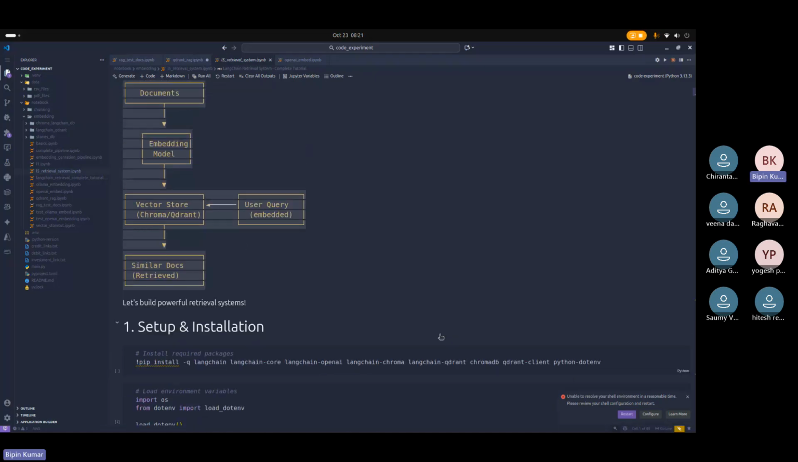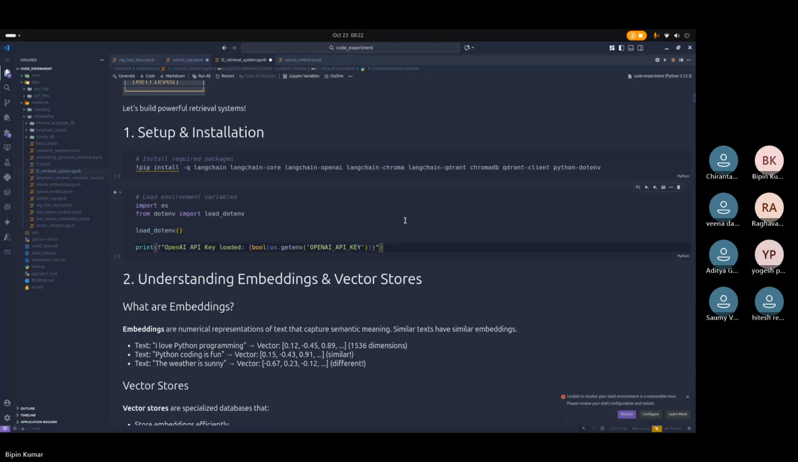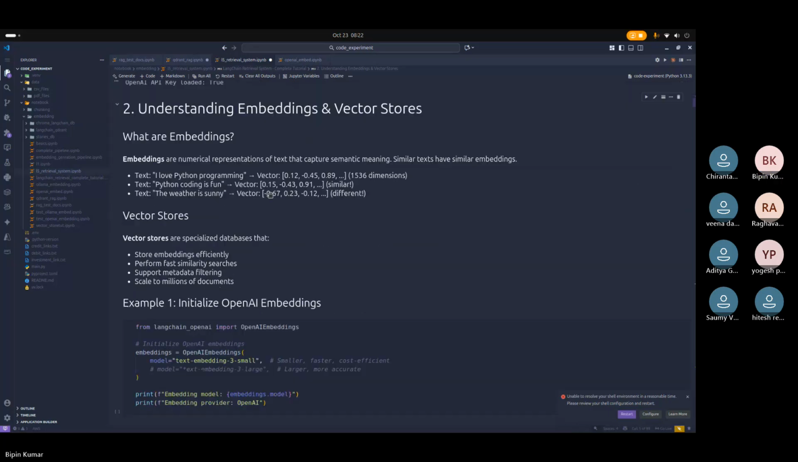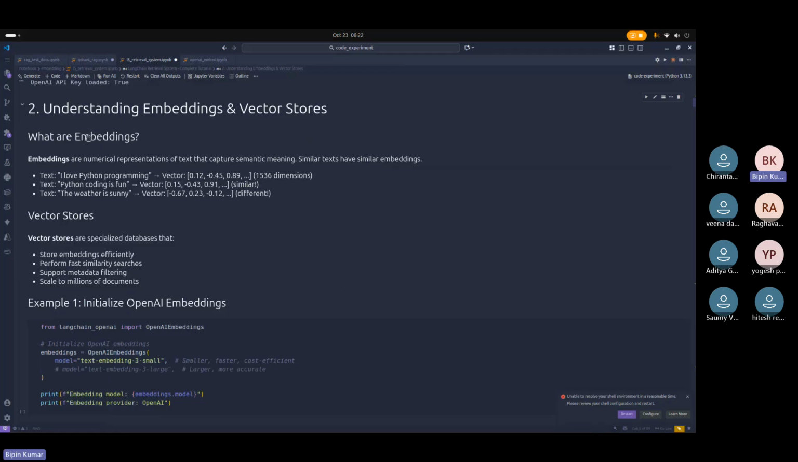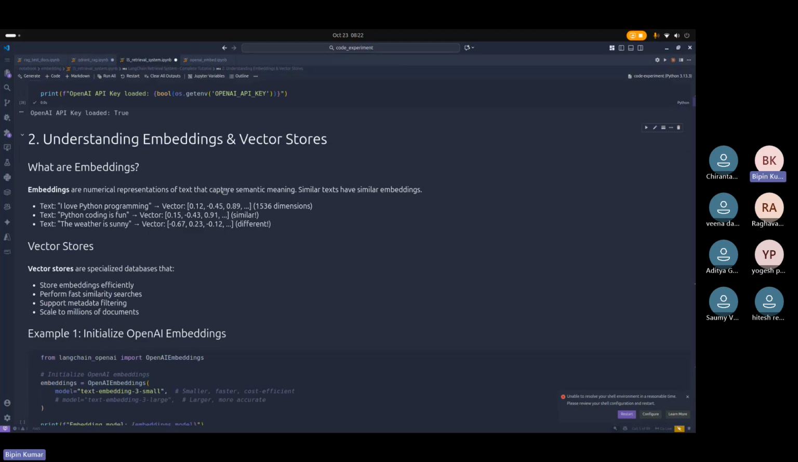Okay. Just to recap, the first step is to load a document. Again, I'm just giving a quick recap of the retrieval pipeline. First you need to load the API key. After that, I'm skipping the chunking part for now, just to showcase understanding of embedding and vector store.